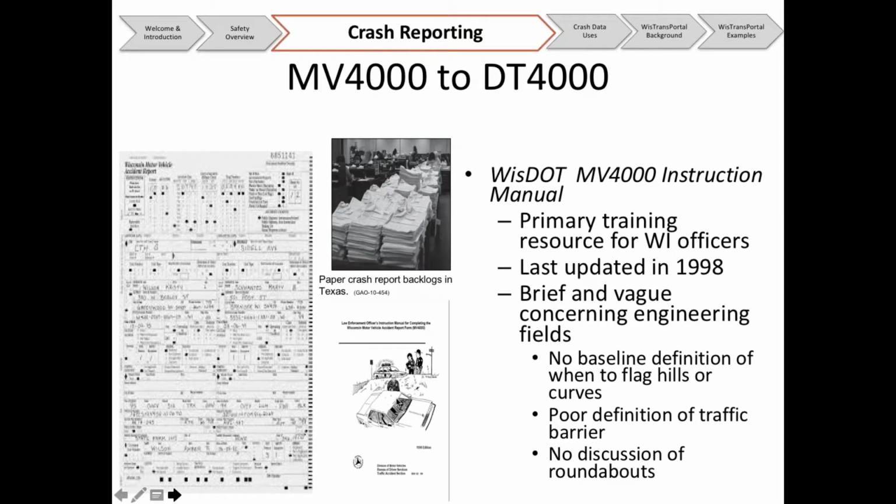When we looked at the definitions that were in that report and what we were seeing on the crash report form, we saw brief and vague definitions concerning engineering fields. There was no baseline definition of when to flag hills or curves, poor definition of traffic barrier, and no discussion of roundabouts. What we saw here was that, for example, a dedicated right turn lane, as an engineer, you may not think of that as a typical curve. But from a law enforcement perspective, that roadway was curving around there. And so we did see information flagged as a curve when it was really just a dedicated right turn lane.